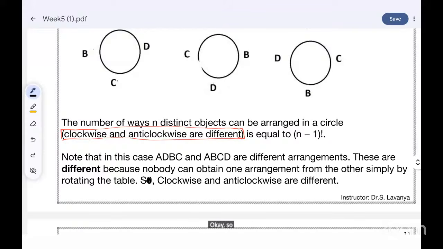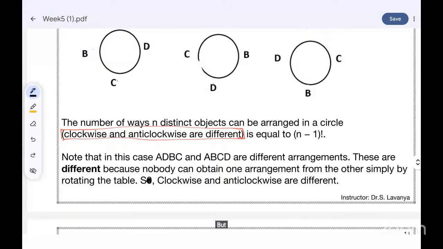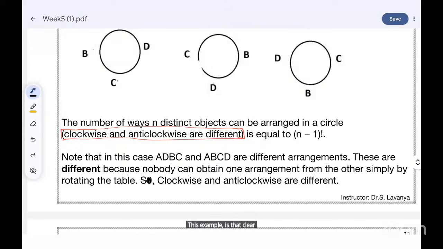Okay, so you are saying in a merry-go-round, even if the rotation is happening, people are sitting in the same position. So that is not changing. But the order... yes, that's what I'm trying to tell. A very good example. Thanks for sharing it here. So the person who gave this example, do you understand what he is trying to say? Is this example clear?